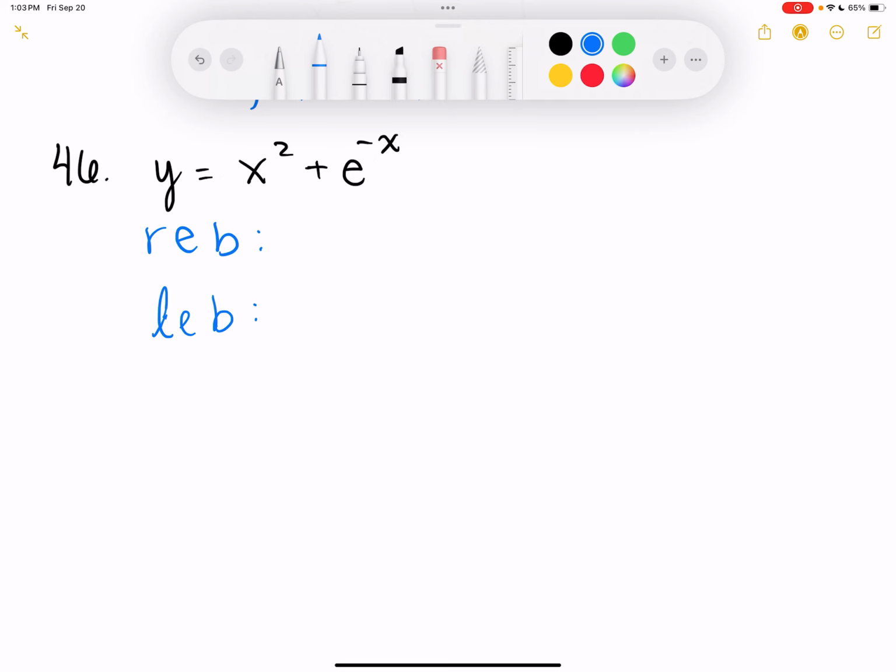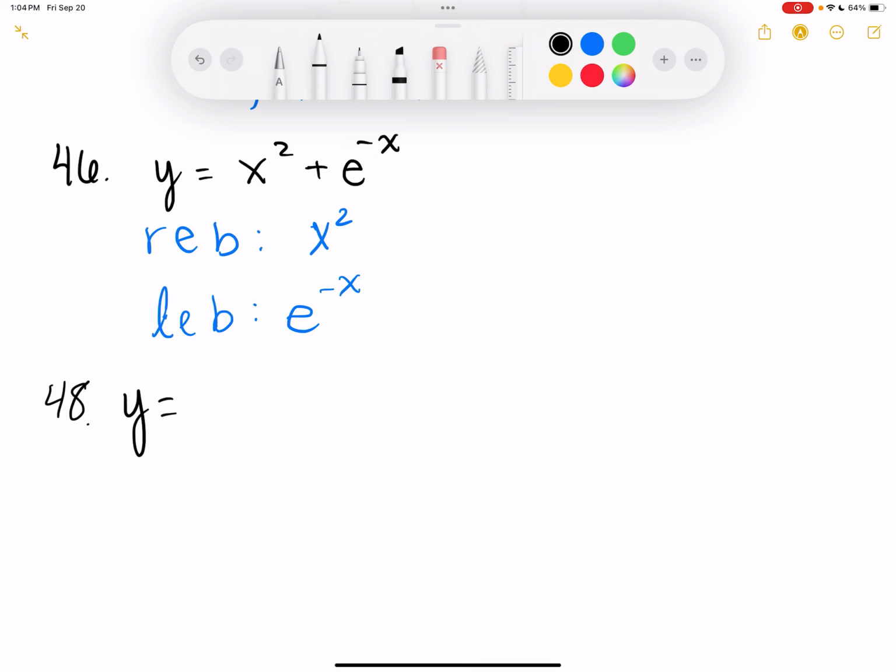Okay. So the right end behavior would be, I need a bigger window, x squared. Okay. The left end behavior would be e to the negative x. Oh, is that all we have to do? Yeah. Oh. Okay. I think I can handle that. Oh, that's the next one. I'm not gonna know what.